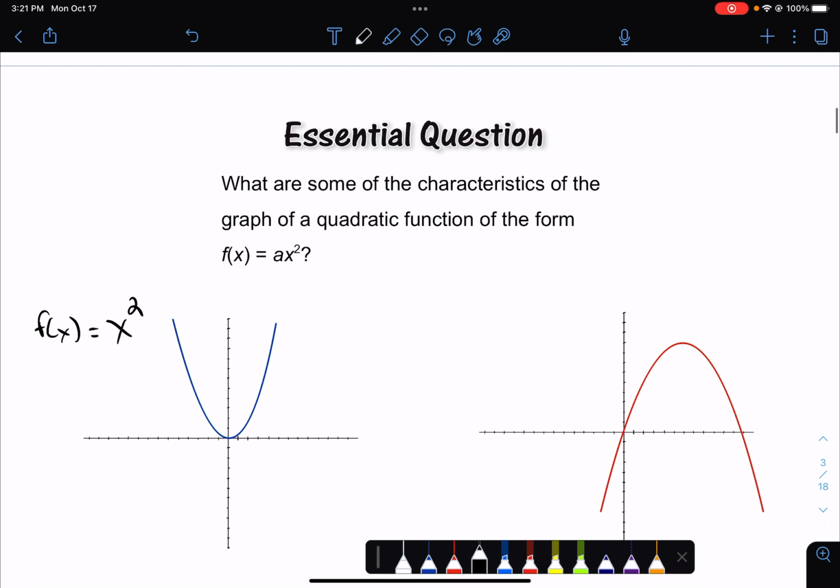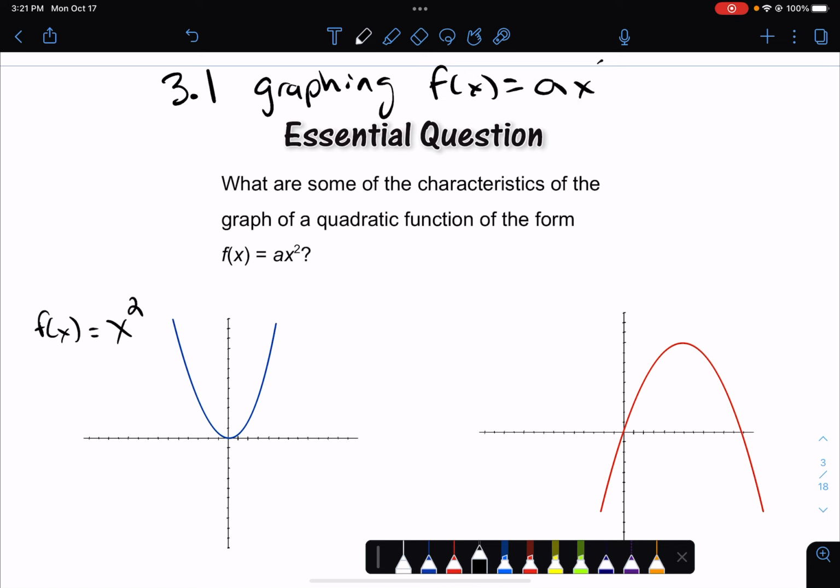So today we're going to be talking about section 3.1 from the book. And this is really all about graphing a new shape. We're going to be graphing f of x equals ax squared. And a is going to change, but the x squared is going to stay x squared.